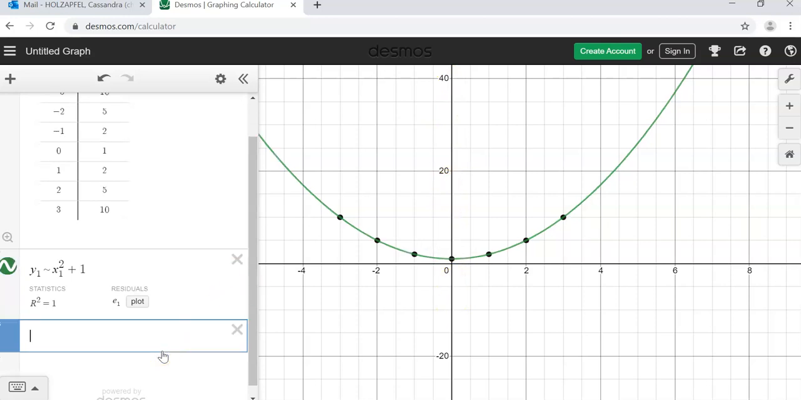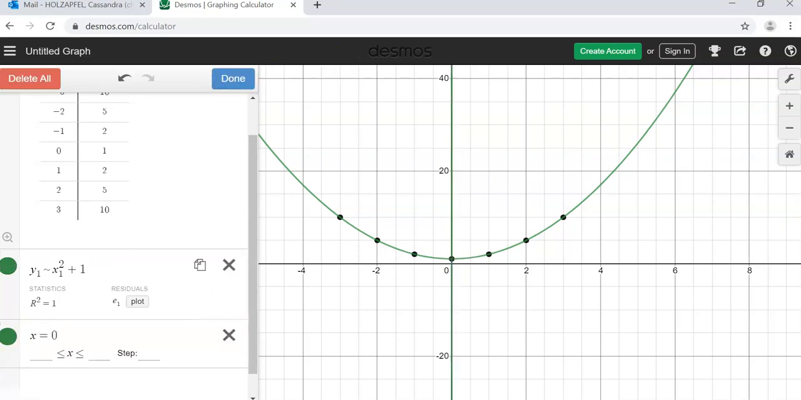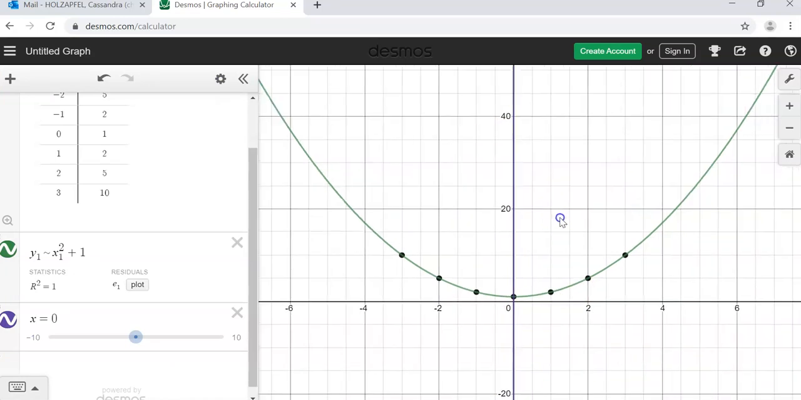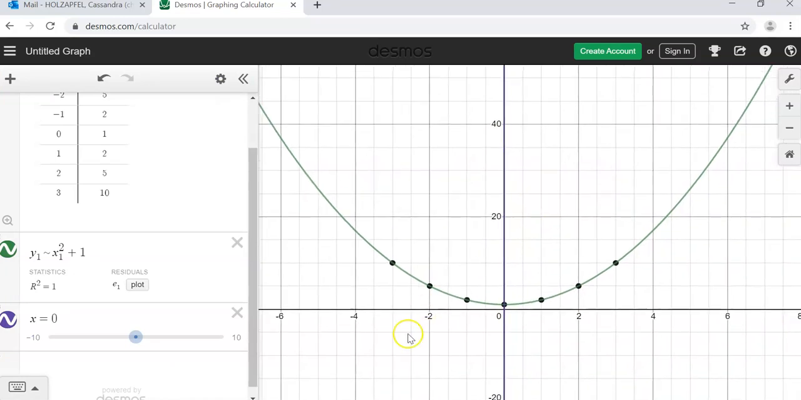So if I plot that function in, x = 0, and let's do this in a slightly different color so we can see, let's do that purple. So we can see that axis of symmetry that's going through that parabola function through that turning point there.